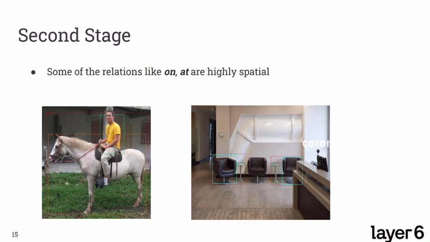Here we explain why a spatial feature is important. Some of the relationships, like on and at, are highly spatial. Take the left side image as an example. As soon as the model knows that the human box and the horse box have this relationship in terms of spatial position, it will know that the human is riding a horse without even seeing the actual image.